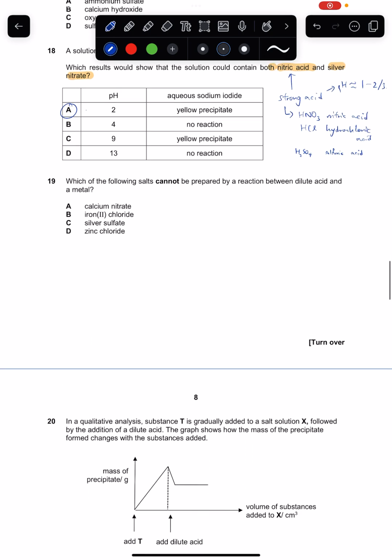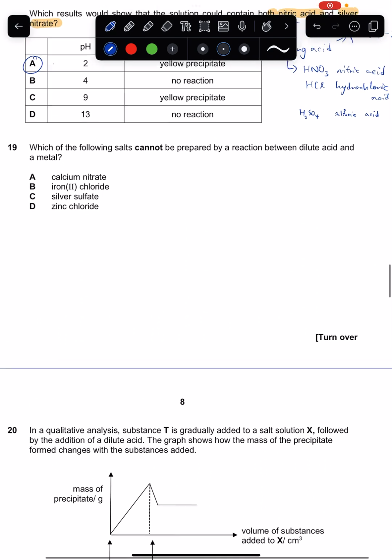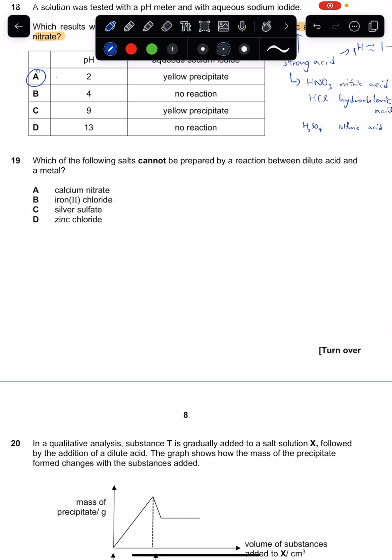Yep. Okay, next one. Which of the following salts cannot be prepared by acid metal reaction? Very simple. So let's take a look. Do you recall acid metal reaction? This is actually your displacement, right?